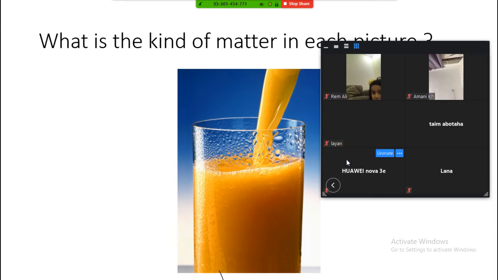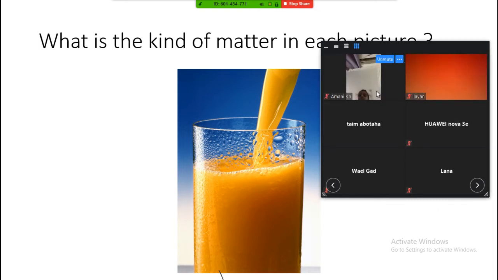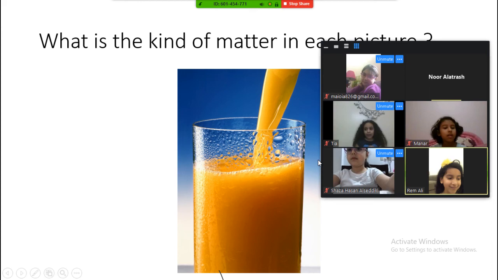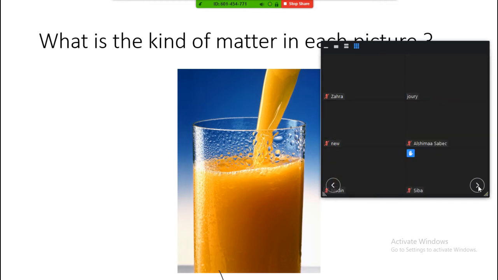Do you think that the liquid has its own shape? Yala Anoud. Do you think that liquid has their own shape? Do they keep it? No. What do they do? They take the shape of the glass. Excellent, of the glass, of the container, whatever container we put it in.